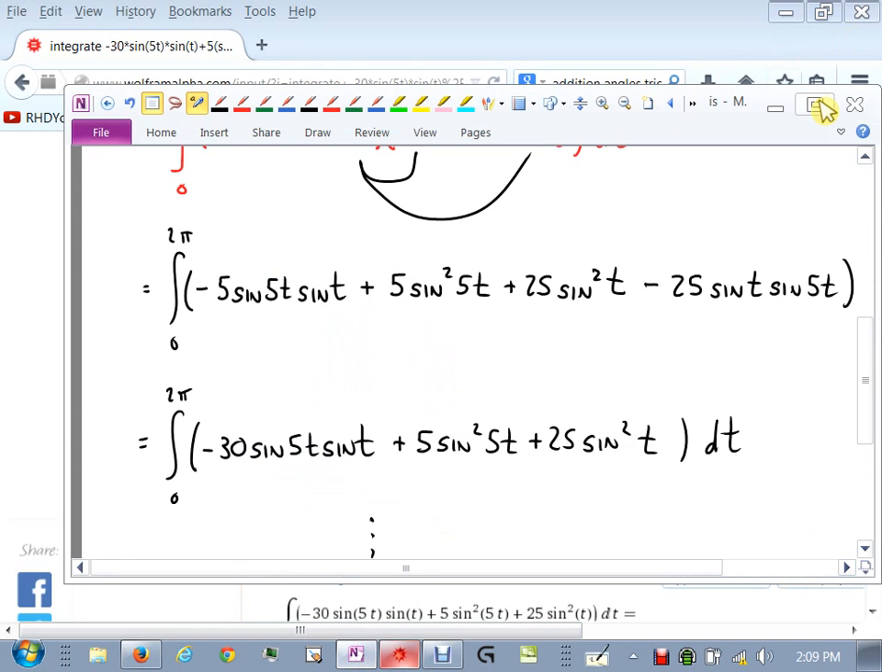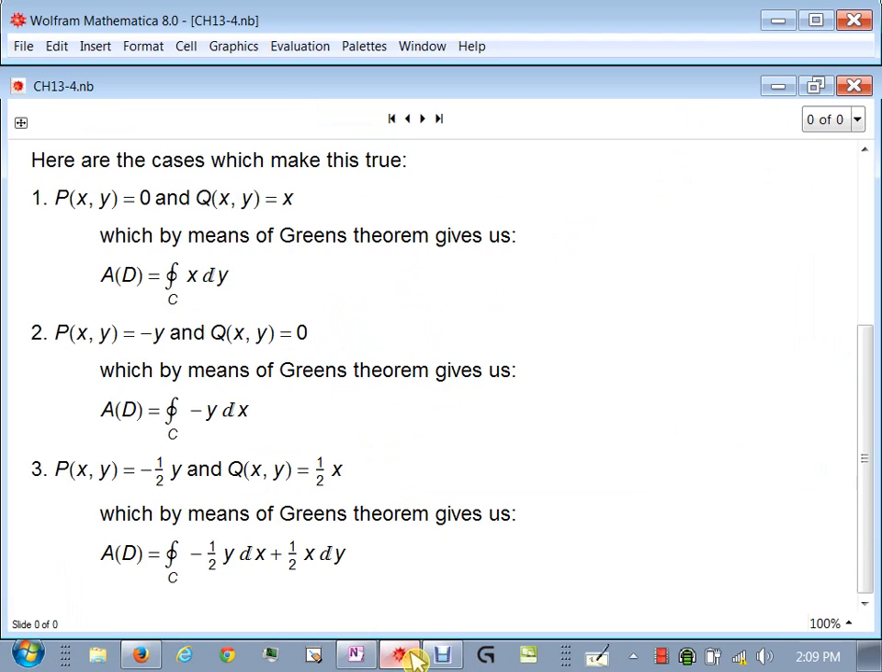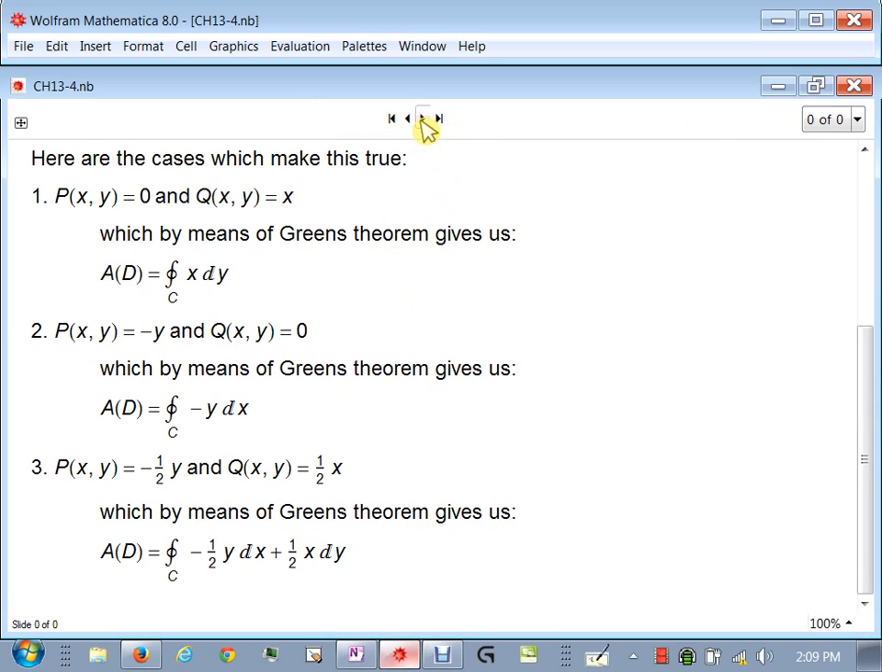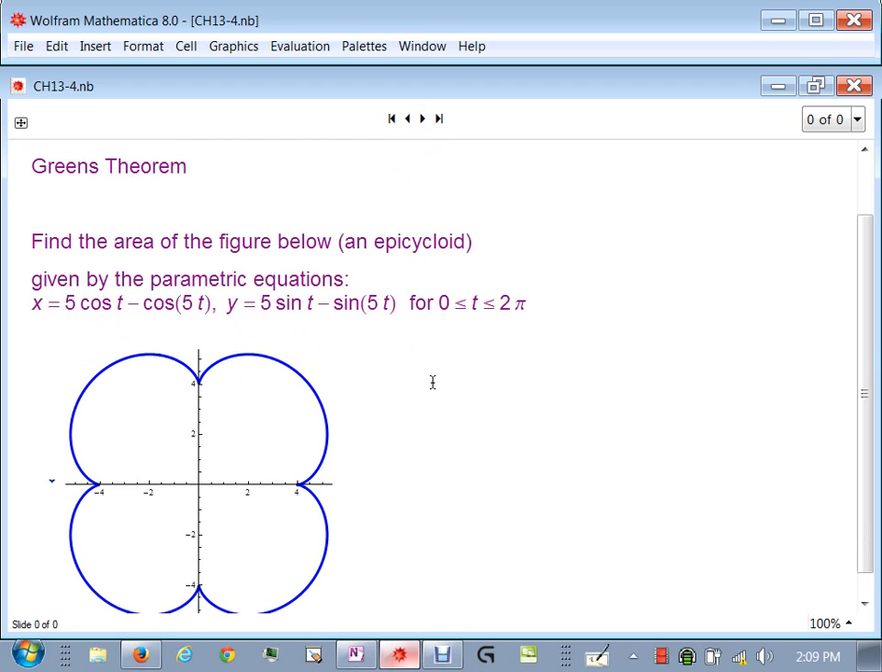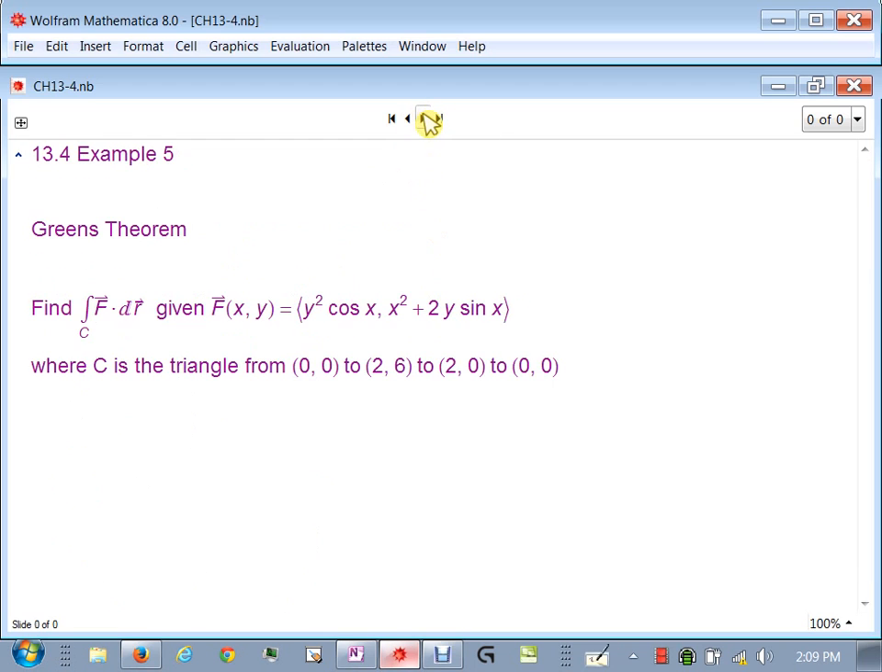All right, back to business. Find the area of the circle. We did that. Find the area of this epicycloid. Did that. Okay, example, Green's theorem. Find the integral of F dot dr given this vector field, where C is the triangle from (0,0) to (2,6) to (2,0) and back to (0,0).